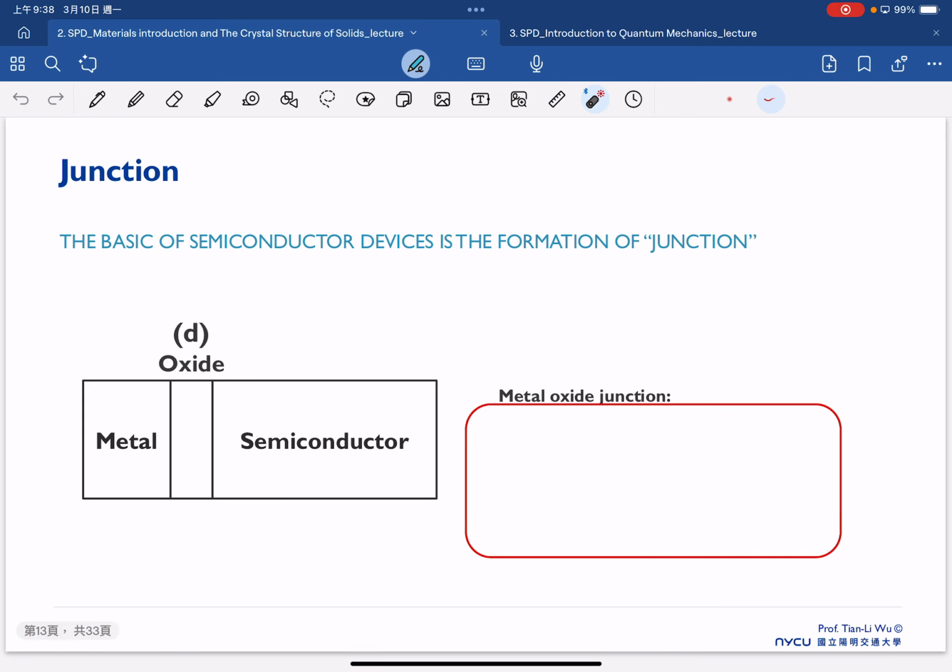Okay, so the last one is the metal oxide junction here. The first device based on the metal oxide junction is the MOS capacitor. And then the second one is the MOSFET.